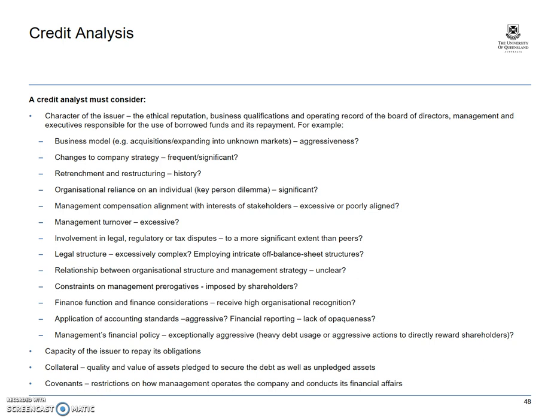But as a credit analyst, one of the key things is the character of the issuer. So what's their ethical reputation? What's their qualifications? What's the operation record of that board of directors, management, and executives responsible for the borrowed funds? So how ethical are they? What's their reputation? And do they have a history of always paying on time? Because critically, as a debt investor, that's what you care about. They've promised to pay you a specific amount at a specific time. Will they do it? That's the key thing that you're interested in.